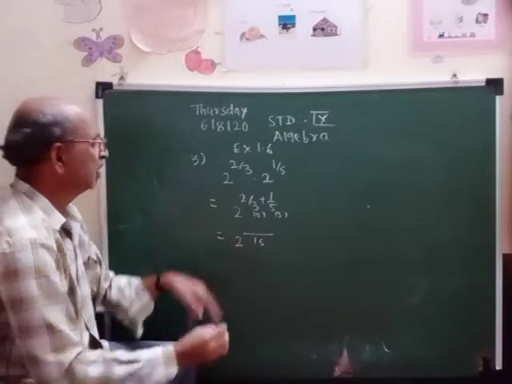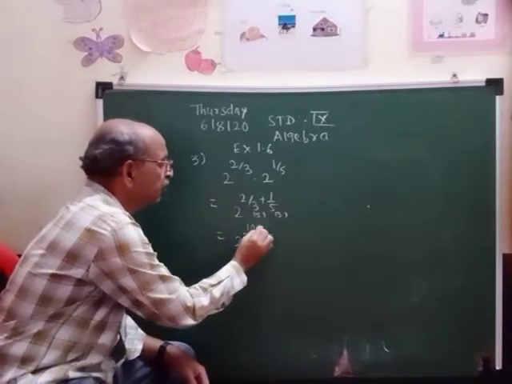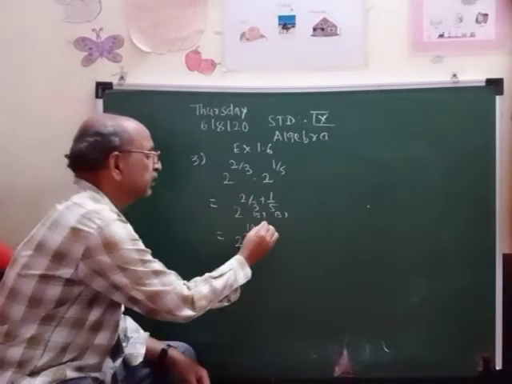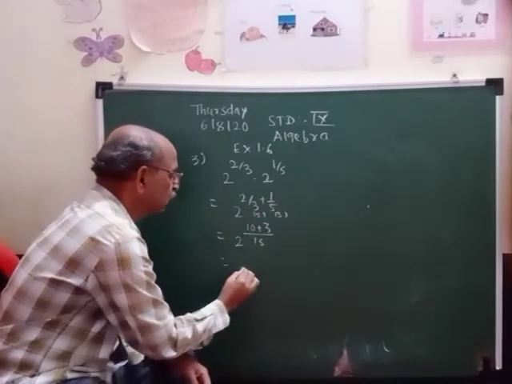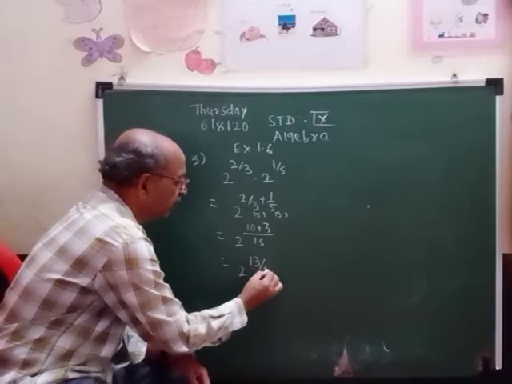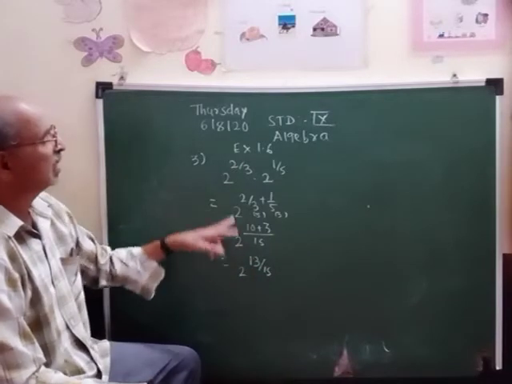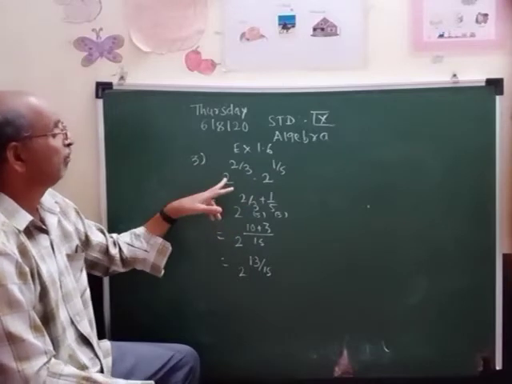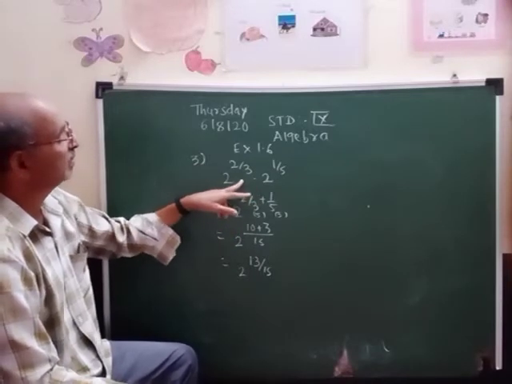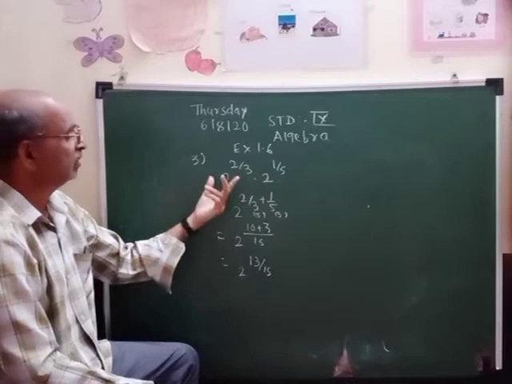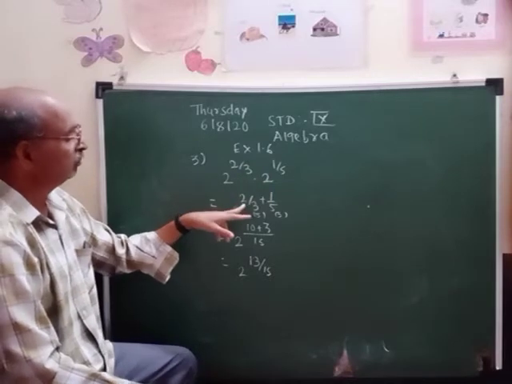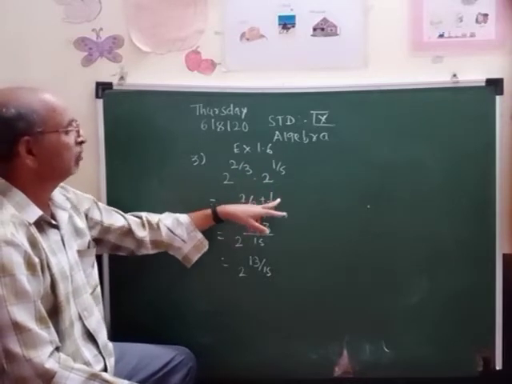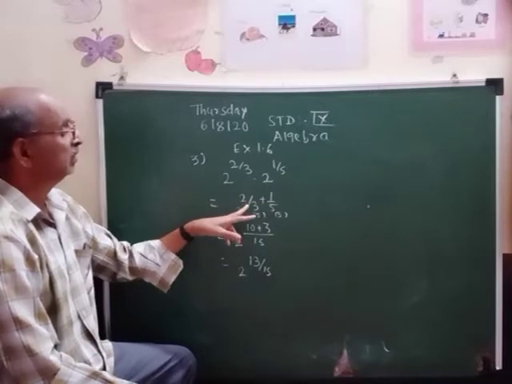So 5 2s are 10 plus 3 1s are 3. So 2 raised to 13 upon 15. This is the answer of this example, as we used the rule of multiplication. If the base is same, the indices are added. So here we added 2 upon 3 and 1 upon 5, which are indices.